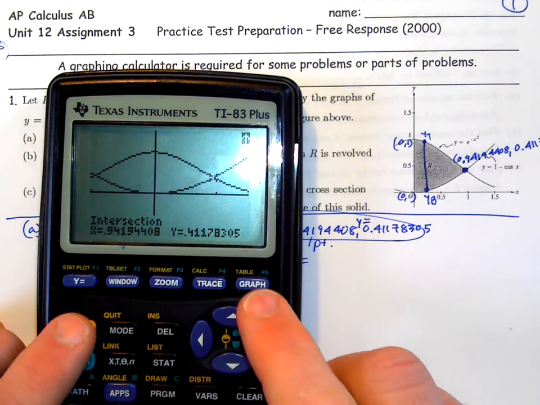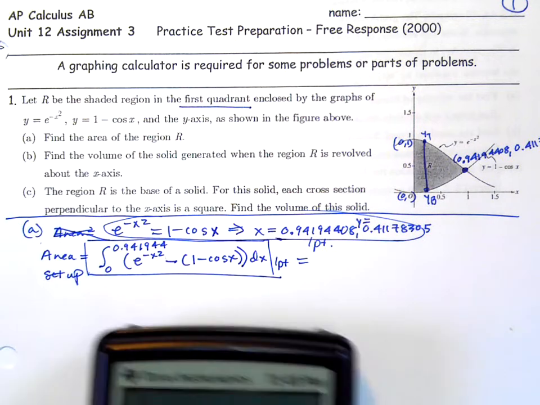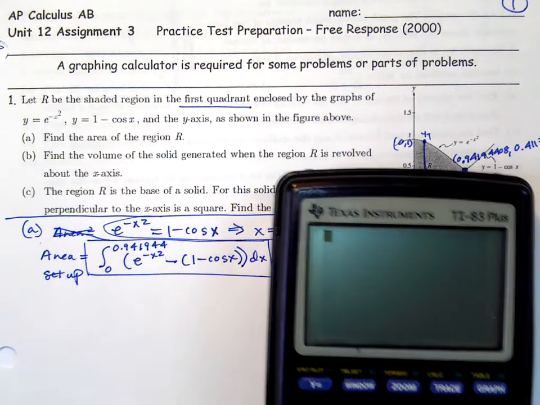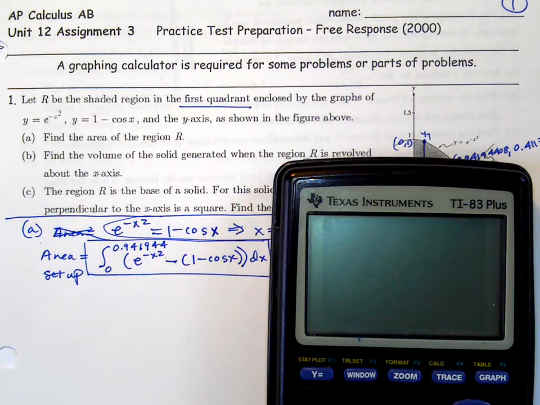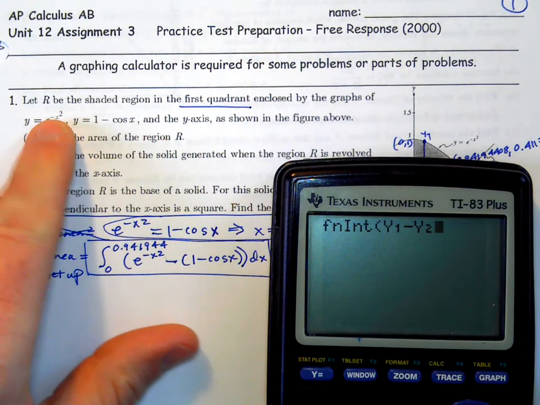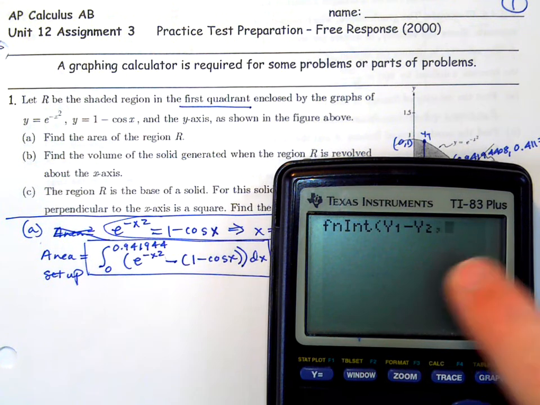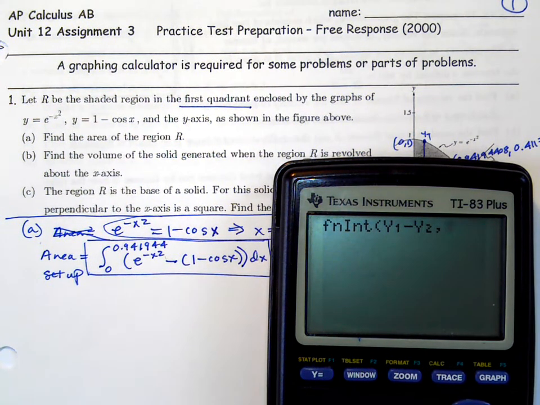Second, quit. So I'm going to do this on the home screen. So I'm going to do math 9, vars, y vars, function y1 minus vars, y vars, function y2. Make sure you remember which one is which. I entered the first one first. I generally try and enter them in order so it's easy to remember where they're at in my y menu. Comma x, comma 0, comma 0.941944.